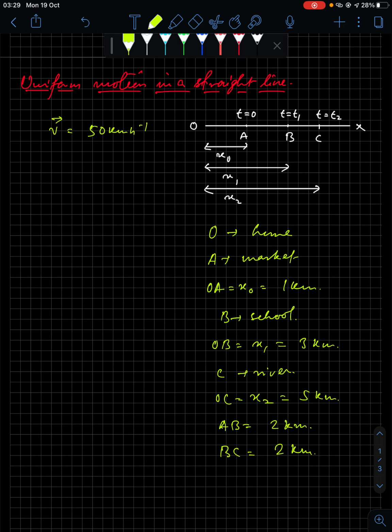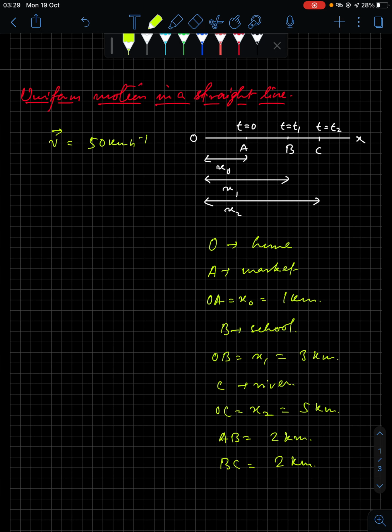Now say here OA is how much? I'm rewriting again. OA is x0. OB is how much? OB is x1, right? OC is x2. Now what will be this distance AB, which we marked as 2 kilometer here?